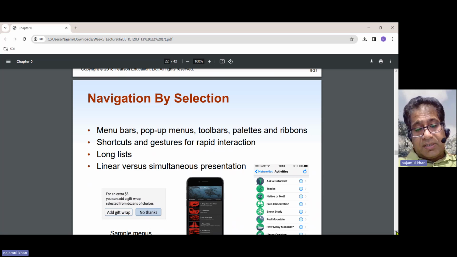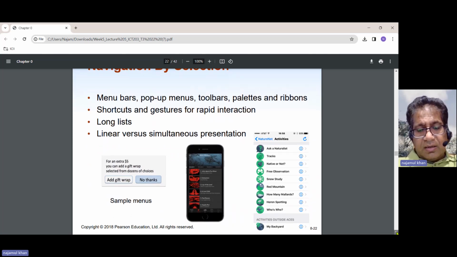Linear versus simultaneous presentation. If you look here, there are three different displays.